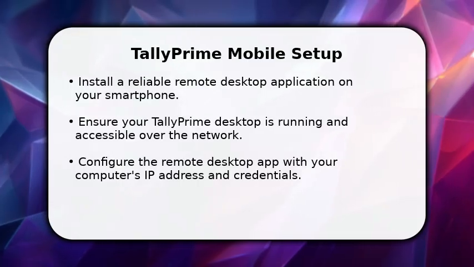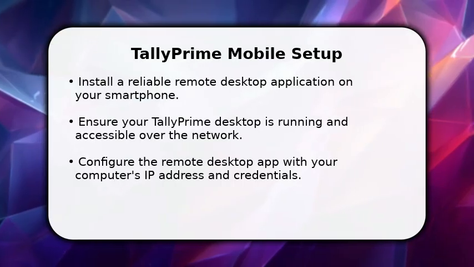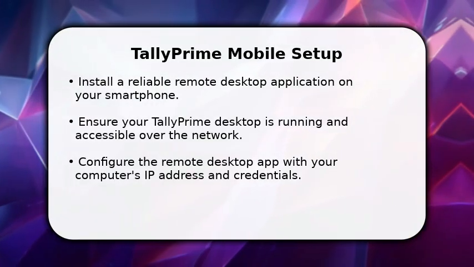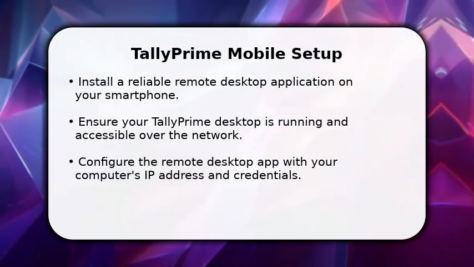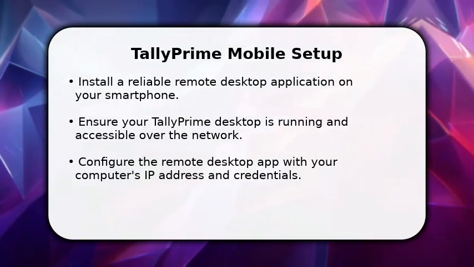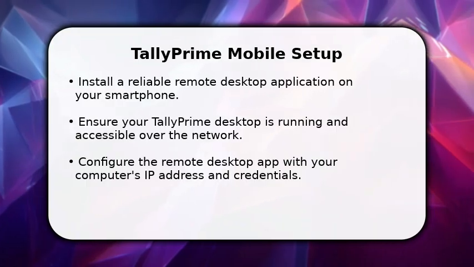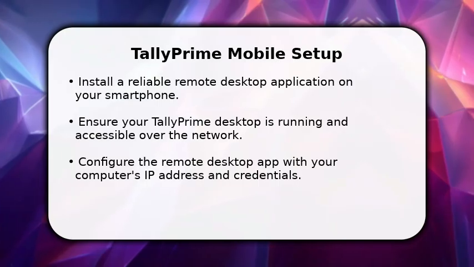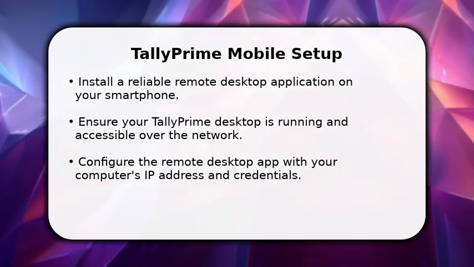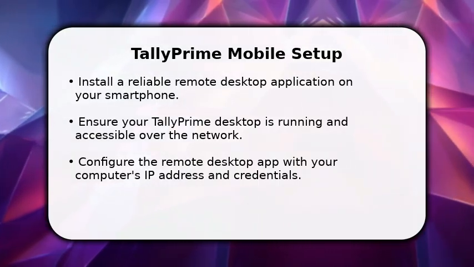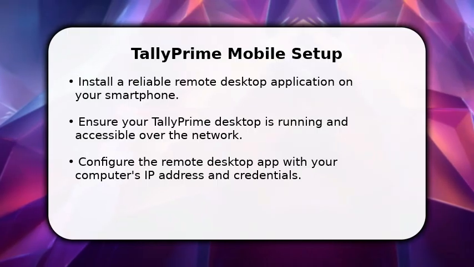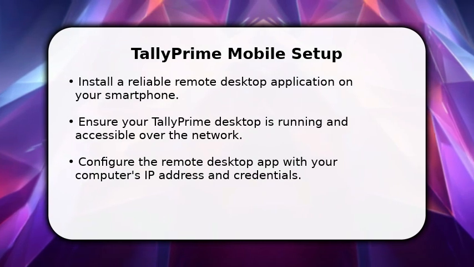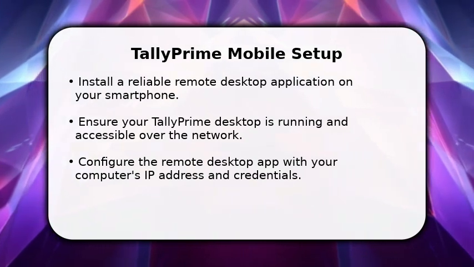In this video, I will explain how to use Tally Prime on your phone. First, you will need to install a remote desktop application on your smartphone. There are many excellent options available, often free or for a small one-time purchase. Next, ensure your main computer, where Tally Prime is installed, is powered on and connected to the internet. This setup allows you to securely access your accounting software from virtually anywhere, providing immense flexibility for your business operations.